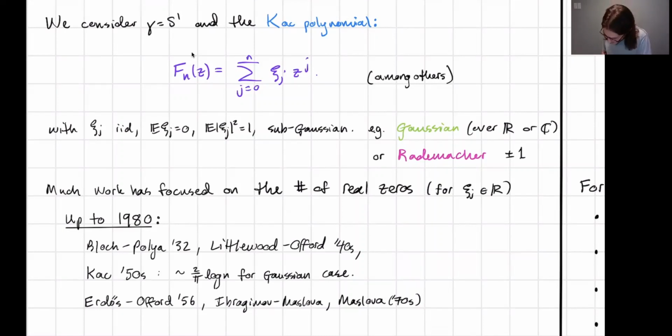So this goes back to the 30s and 40s with Bloch and Pólya and Littlewood-Offord, they're looking at the Rademacher case, or various discrete distributions. And then Kac looked at the Gaussian case, and with this Kac-Rice formula, was able to get a really precise asymptotic. So it's asymptotic to 2 over pi log n zeros are real. Okay, and then there was subsequent work that generalized away from the Gaussian to, I think it covers sub-Gaussian at this point.